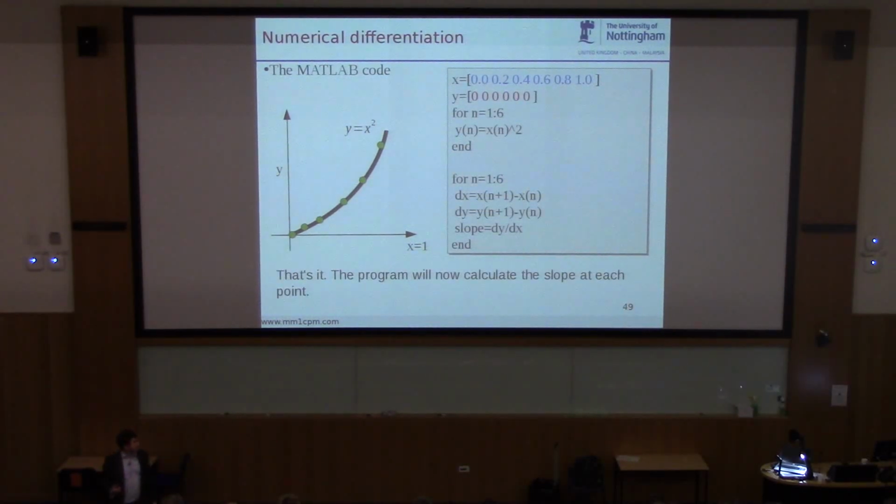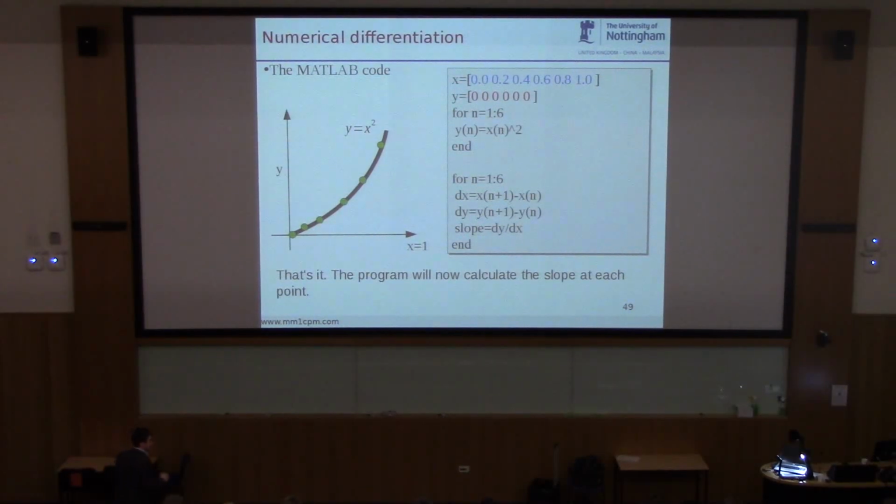Then we just pop it into our loop. So we go for n equals 1 to 6, so we're looping over this array. dx equals x brackets n plus 1 minus x brackets n. dy equals y brackets n plus 1 minus y brackets n. So this is working out the change between any 2 points in x, the change between any 2 points in y. Calculate the slope, so just by dividing.